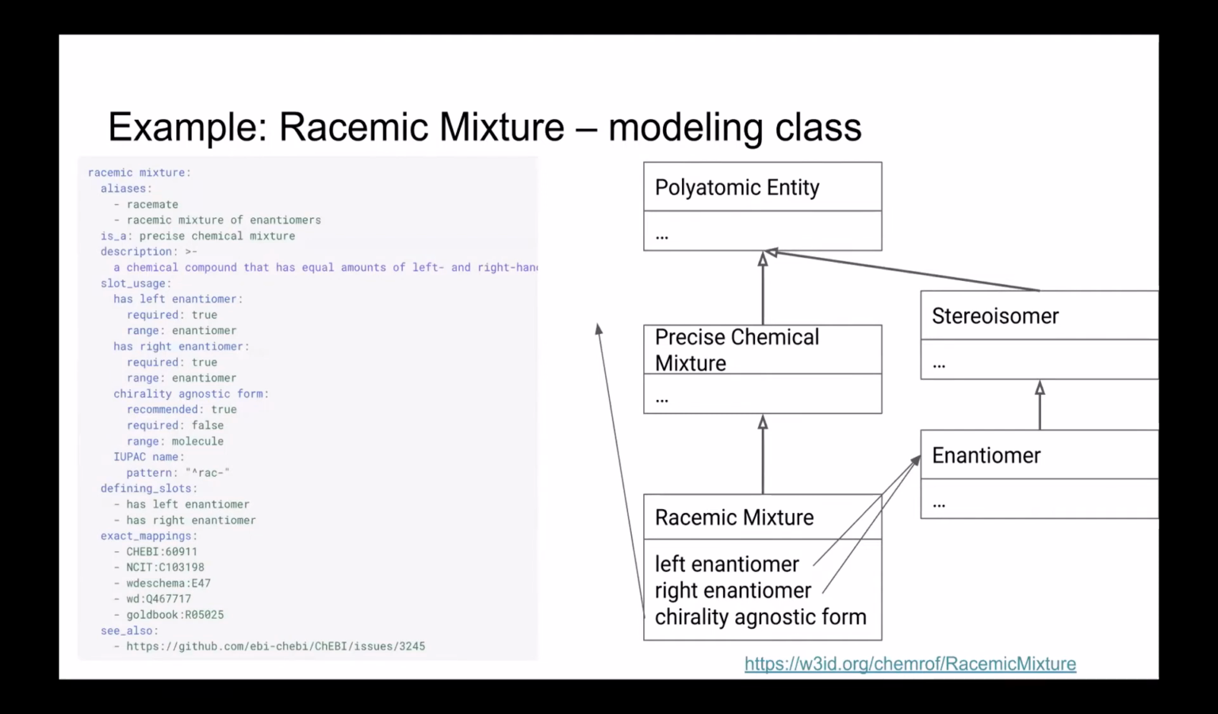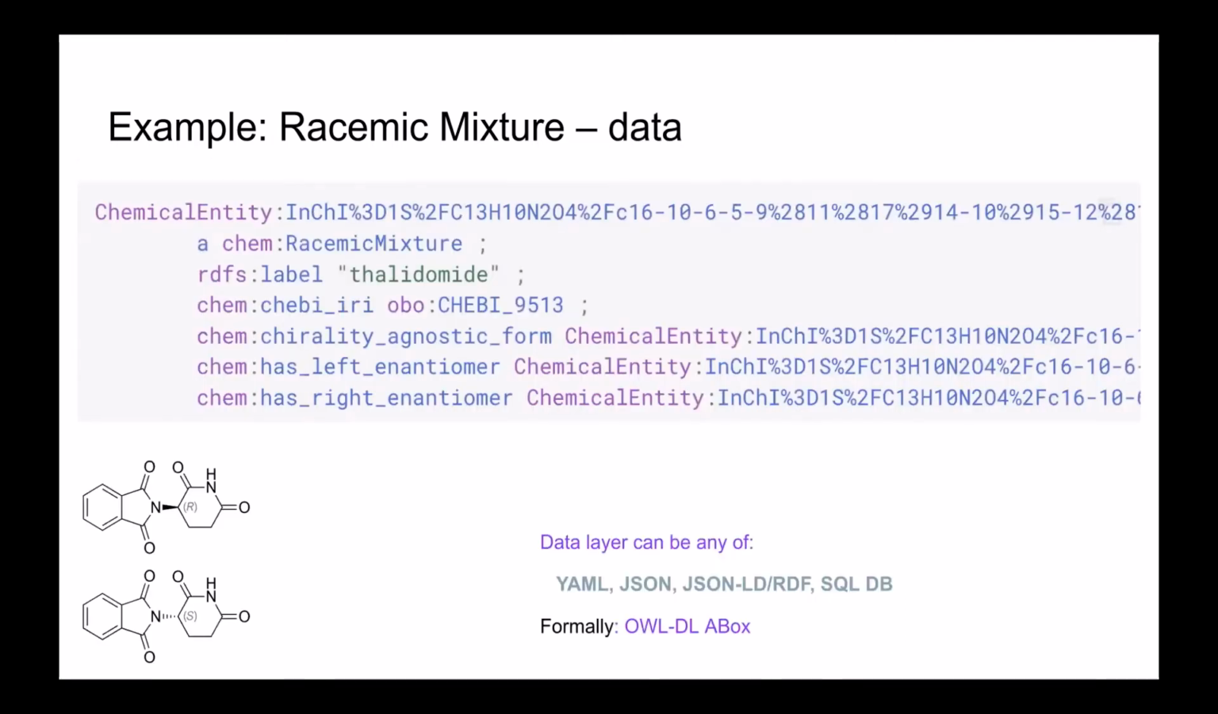The basic idea here is that this is a class that has different fields that represent the structure of this kind of class. So, with the racemic mixture, you may want to represent both the left and right enantiomers. And you also want to encode a way of saying that this is a defining structure for racemic mixtures. So we can see how we might represent this as data using the ChEMROF framework. This is an experimental representation where we're treating InChIs as CURIEs or IRIs. This is an example showing thalidomide, and then the data representation.